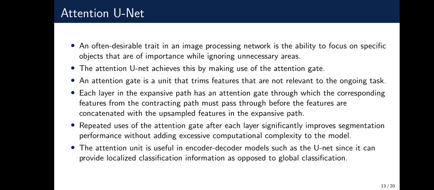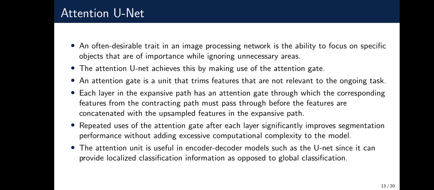It is an often desirable trait in an image processing network to have the ability to focus on specific objects that are of importance while ignoring the unnecessary areas. And the Attention U-Net achieves this by making use of the attention gate. An attention gate is a unit that trims features that are not relevant to the ongoing task.